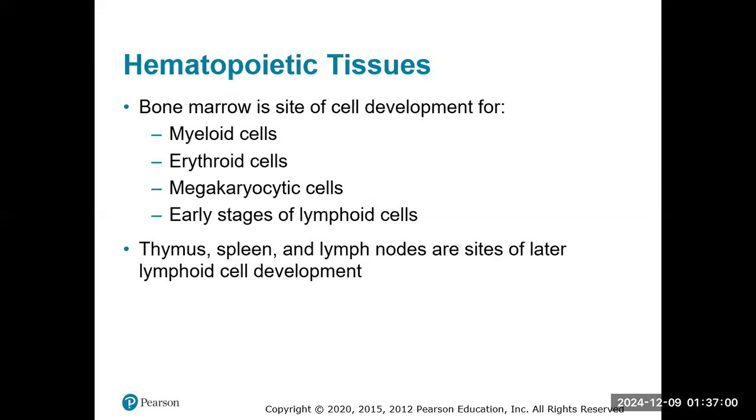So the bone marrow, thymus, spleen, and lymph nodes are all some of our adult hematopoietic tissue. The bone marrow is primarily where we're going to get our myeloid cells. Again, these are white blood cells. We get our erythrocytes, those are our red blood cells, our megakaryocytes, which are our platelet precursor cells, and then early lymphoid cells.